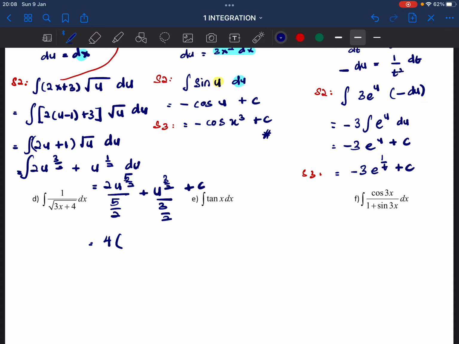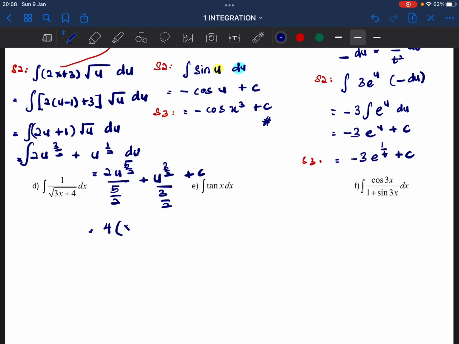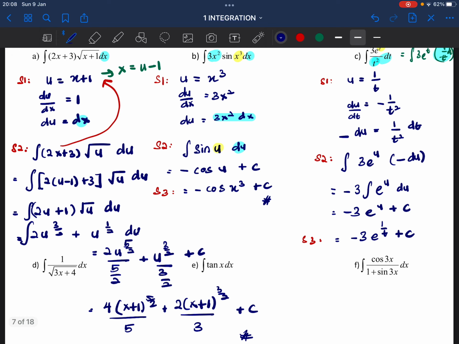Okay, so our u here is x plus 1. So x plus 1 power 5 over 2 over 5 plus 2 times x plus 1 power 3 over 2 over 3 plus c. Okay, so that's it. That's the answer for question A. The hint here is to choose the expression inside the square root, without the square root.